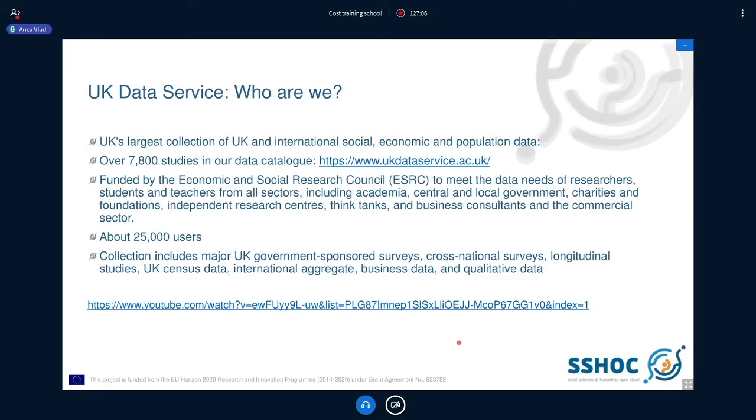Okay, so just to continue with the introduction. Who we are at the UK Data Service. We are funded by the Economic and Social Research Council, and we are a single point of access for a wide range of secondary social science data. We provide support and training for data creators with accessing, managing, sharing, and using data.